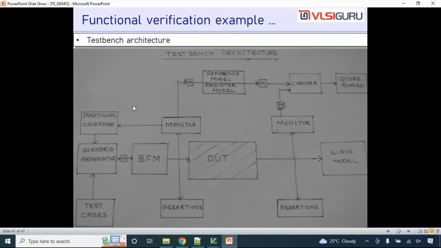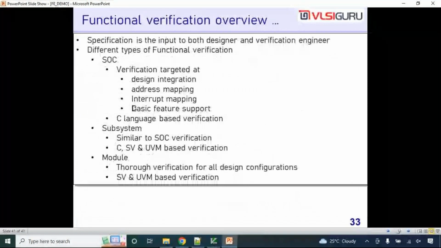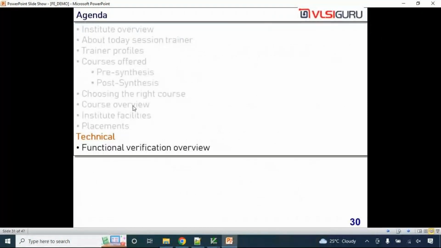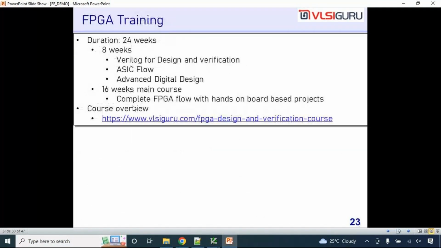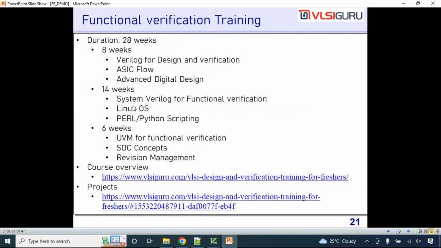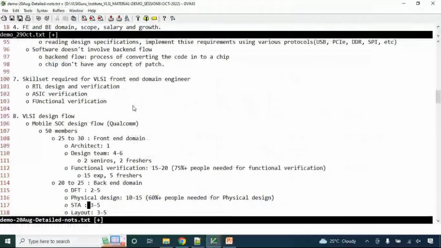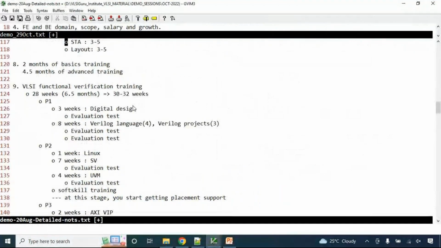Now let us talk about how the training will be planned. In 10 minutes we'll wind up these topics. Training will go for around 28 weeks. Sometimes it can extend to 30 to 32 weeks also. Now the question is, do I need to wait this much time to get a job? No.